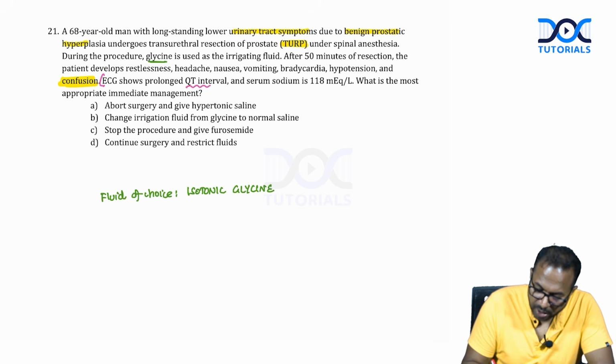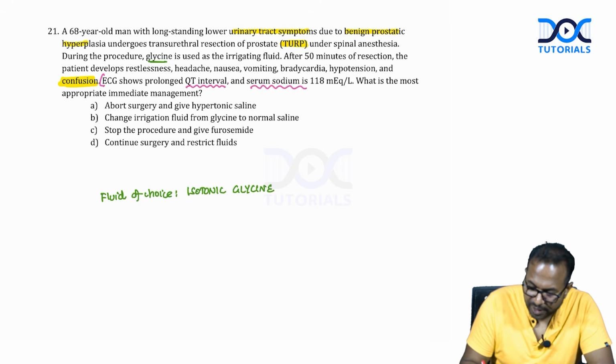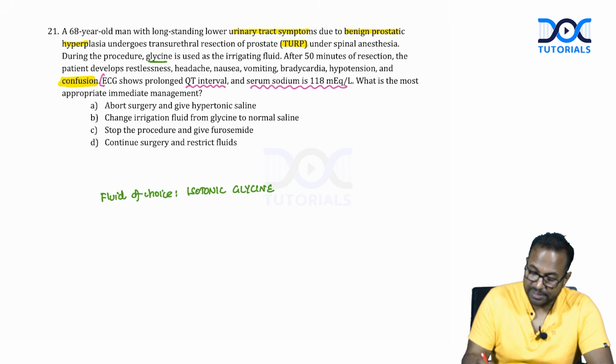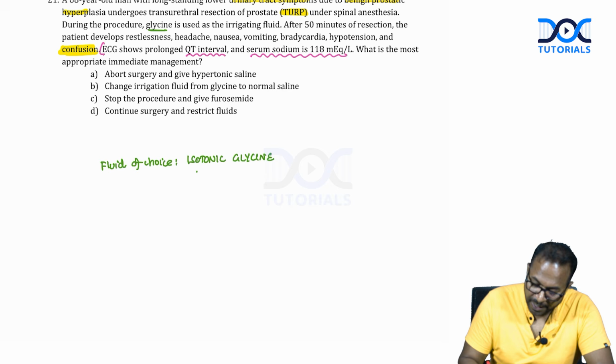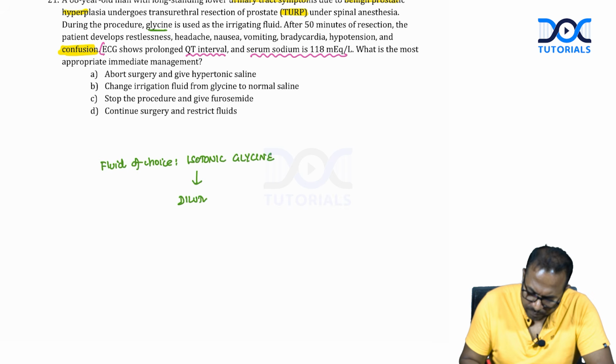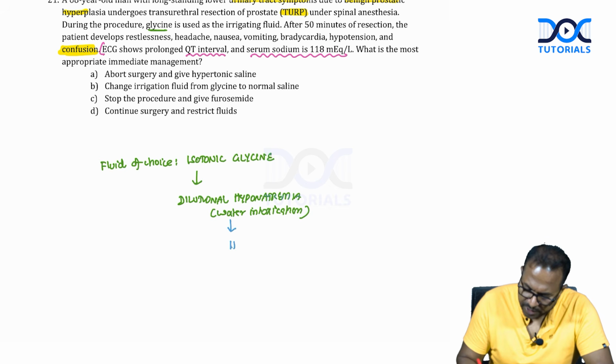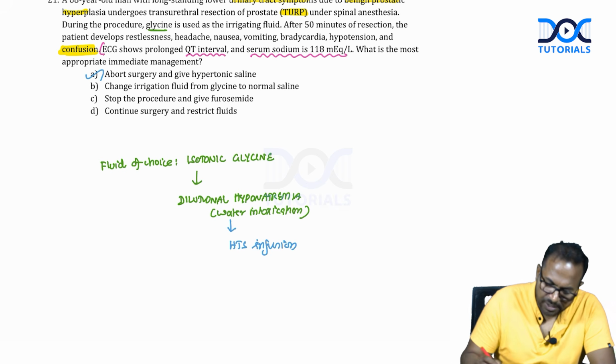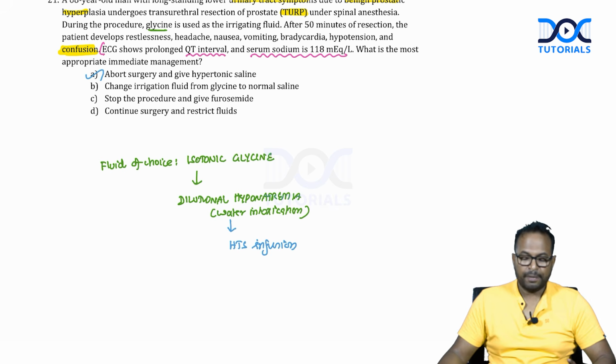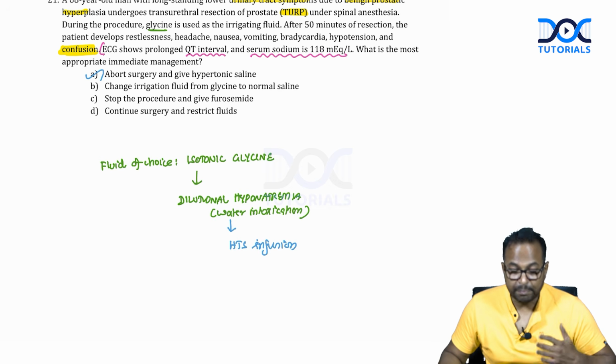You are seeing prolonged QT interval and you are doing a serum sodium, which is normally 138 or above, and it is now 118. So, the patient has developed dilutional hyponatremia. This is called water intoxication or dilutional hyponatremia, a complication of TURP. So, what should I do immediately? Immediately stop the procedure and infuse hypertonic saline in this patient. That is, abort the surgery and give hypertonic saline.